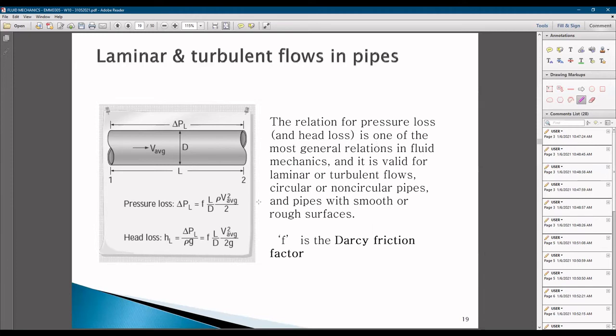Okay. And for the pressure losses, delta P_L is equal to the Darcy friction factor multiplied by the length of the pipe times the density of that fluid, times the average velocity of that fluid squared, divided by the diameter of the pipe.